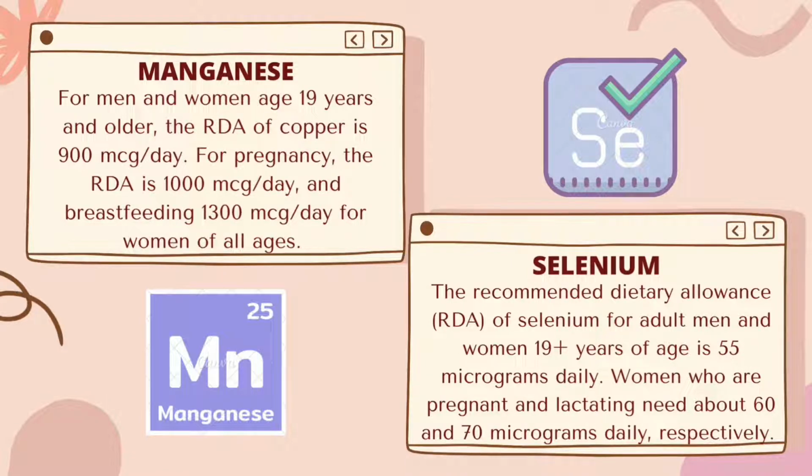Selenium. The recommended dietary allowance or RDA of selenium for adult men and women 19 plus years of age is 55 micrograms daily. Women who are pregnant and lactating need about 60 and 70 micrograms daily respectively.